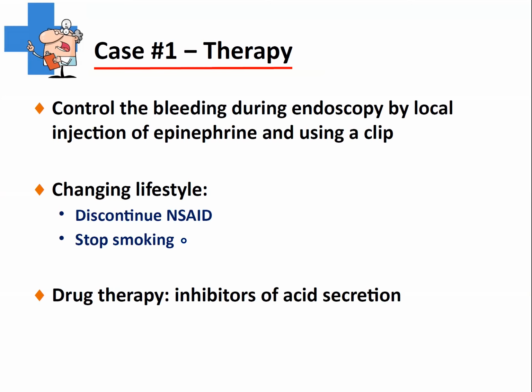So first of all, what can we do? First, control the bleeding, and that can be done during the endoscopic evaluation, usually by injecting epinephrine into this area or using a clip. And the lifestyle change: the NSAID should be discontinued and the patient should stop smoking. And of course, no alcohol at least. And some inhibitors of acid secretion, for example, proton pump inhibitors, are used.